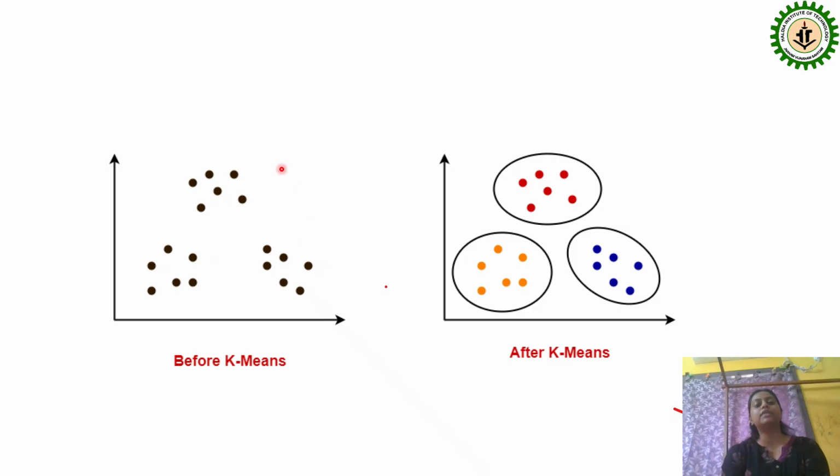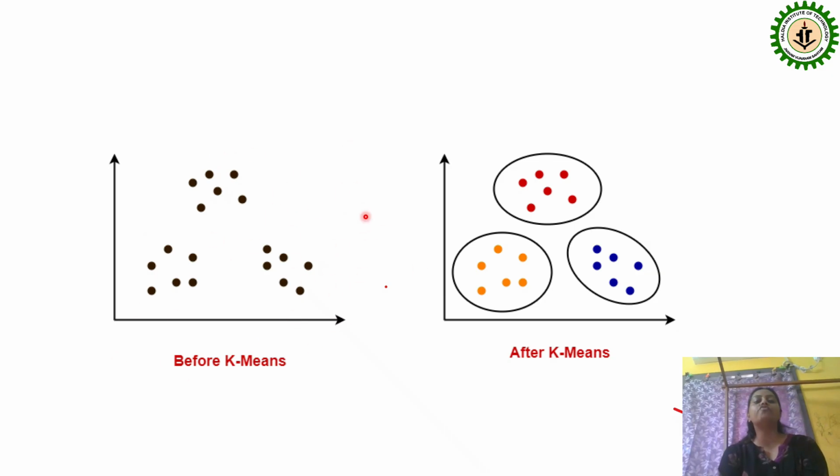Now see, these are the data points, all represented using the same color. That means these are all the data points. Now how many data points are present? 1, 2, 3, 4, 5, 6, 7, 8, 9, 10, 11, 12, 13, 14, 15, 16, 17, 18. Before applying K-means clustering, there are 18 data points altogether.